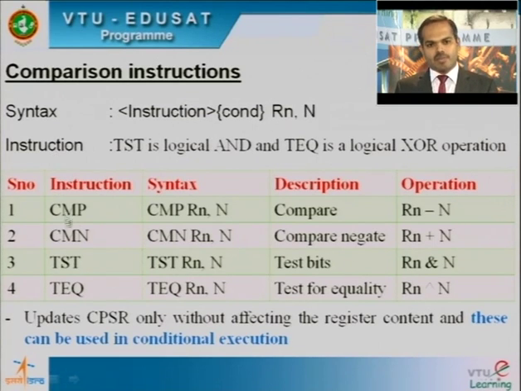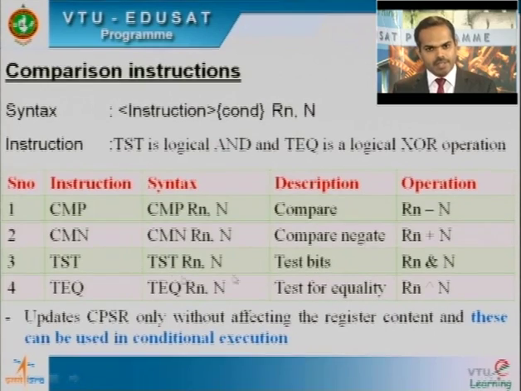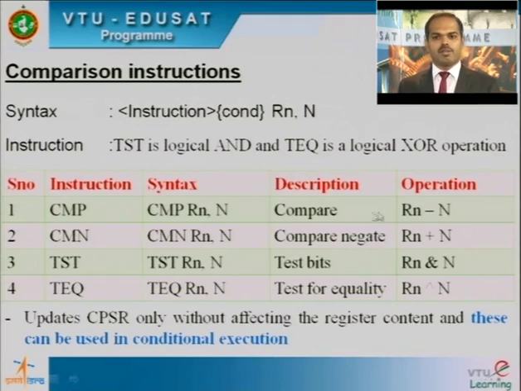In here, again there are 4 instructions: CMP, CMN, TST, TEQ. CMP stands for compare, CMN stands for compare negate, TST stands for test bitwise, TEQ stands for test for equality. Now in this case, please observe the operation. The comparison in most of the processors, not only in ARM processor, is done using a subtraction operation.